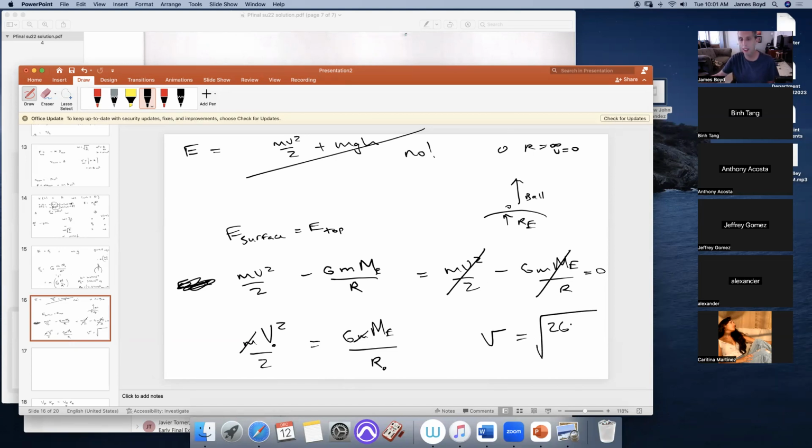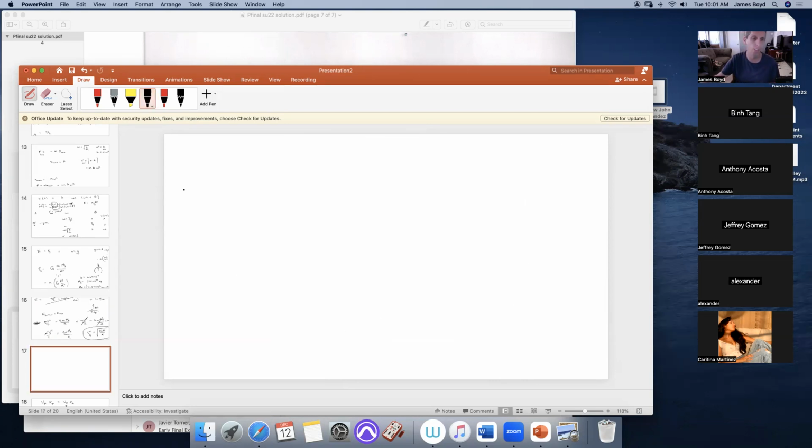But this, it turns out, works for anything. This is called the escape speed. If you go that fast, you will leave the planet forever, or the sun, or whatever it is. So v escape is the square root of 2GM over r, where M is the mass of the planet, or whatever it is, G is 6.67 times 10 to the minus 11, and r is your initial position.